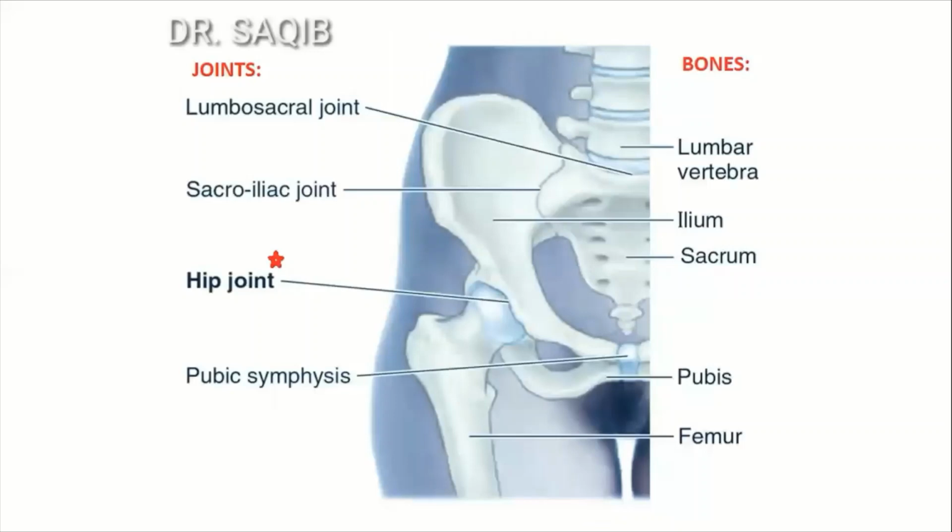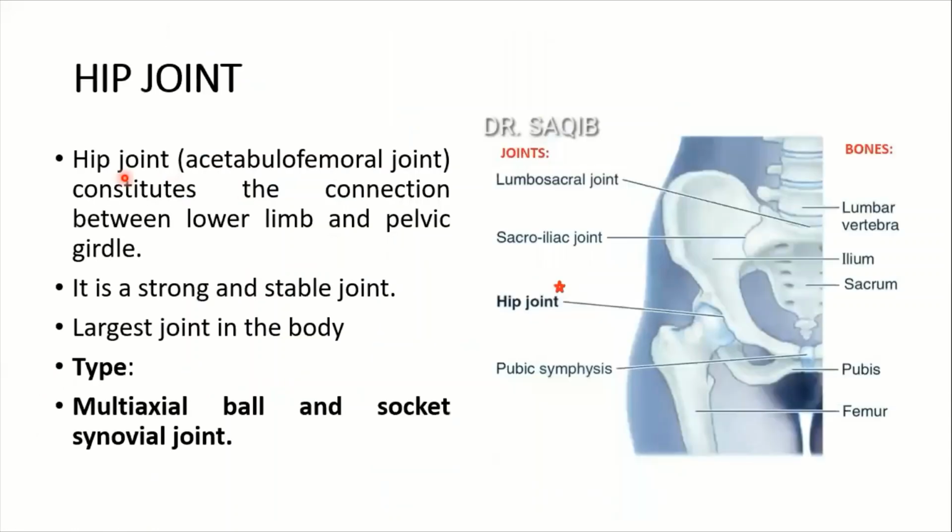So this is another picture of the hip joint. Here you could see this is the hip joint. The hip joint is an articulation of the ball and socket type. So this is a connection between the lower limb and the pelvic girdle, right? This is the lower limb and this is the pelvic girdle. This is a connection between these two, the hip joint.